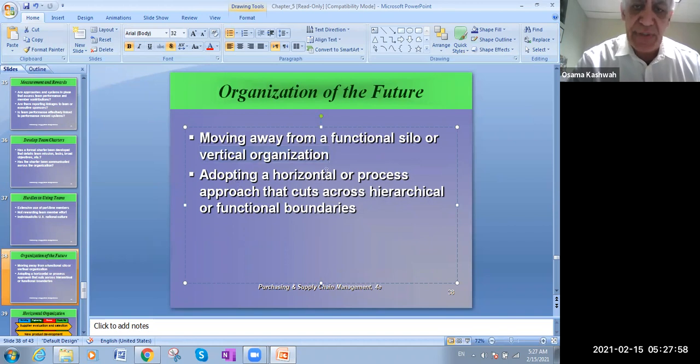Adapting horizontal or process approach, like I said before, we will move from the flat structures into horizontal structures that cut across hierarchies of functional boundaries as well. So I will move from the flat structures into horizontal structures. And this is another work of the organizations of the future.